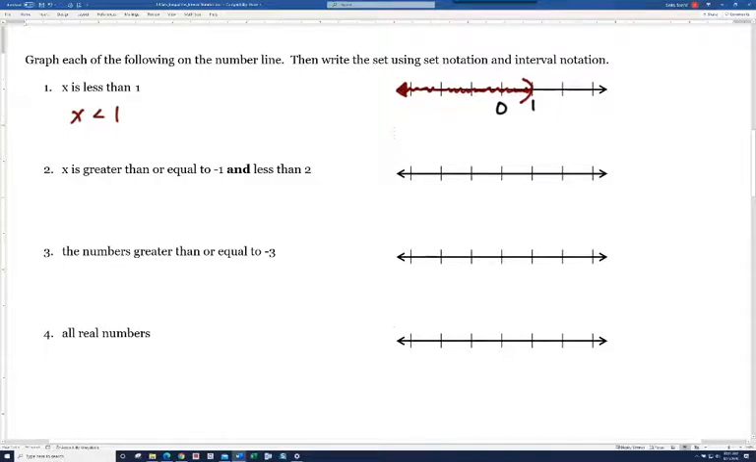Now, writing in interval notation, remember you start on the left. Well, we're in negative infinity territory here. And then we go to the right and we eventually get to 1. And again, it's open parenthesis at 1. All right, so see what you can do with numbers 2 through 4 and then check your answers.